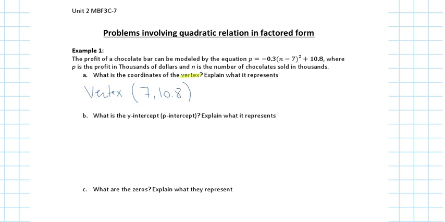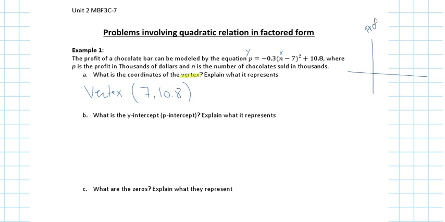So in this case, let's just sketch it quickly here, okay? P is your y-axis, N is your x-axis, right? So P is your profit, and it goes on the y-axis, and N is the number of chocolate bars, and it goes on the x-axis, okay? Now, my vertex is at what? 7 and 10.8, which is right, 7, 10.8, that's where my vertex is, right?